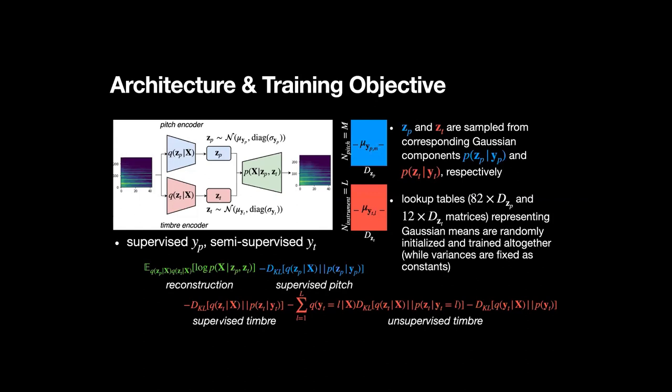For the supervised case, we also know the instrument labels of the input data. So we can just regularize the latent variable of the timbre to the corresponding Gaussian components in the timbre space.